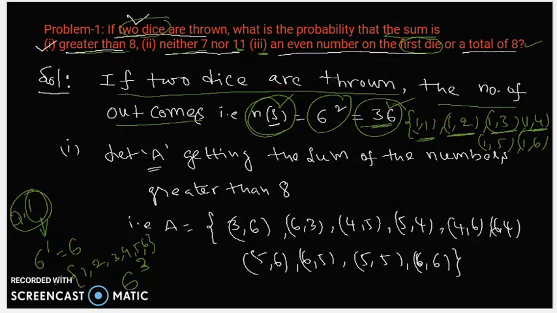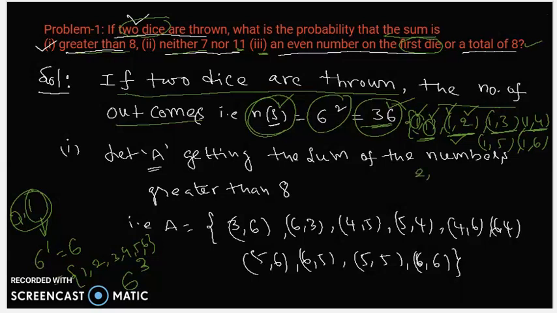So in this ordered pair, the first element belongs to the number on the first die. The second element belongs to the number on the second die. That means the first element represents the number on the first die, the second element represents the number on the second die. Like that, in the second ordered pair, 1 is the number on the first die, 2 is the number on the second die.